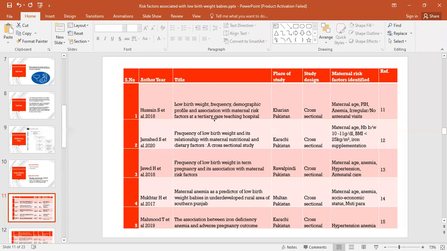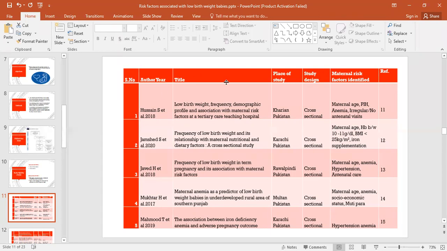So you can see that, like in our first study, low birth weight frequency, demographic profile, and association with maternal risk factors at a tertiary care teaching hospital. This study was conducted in Khairpur, Pakistan, and the risk factors that are identified are maternal age, pregnancy-induced hypertension, anemia, irregular antenatal visits or no antenatal visit.